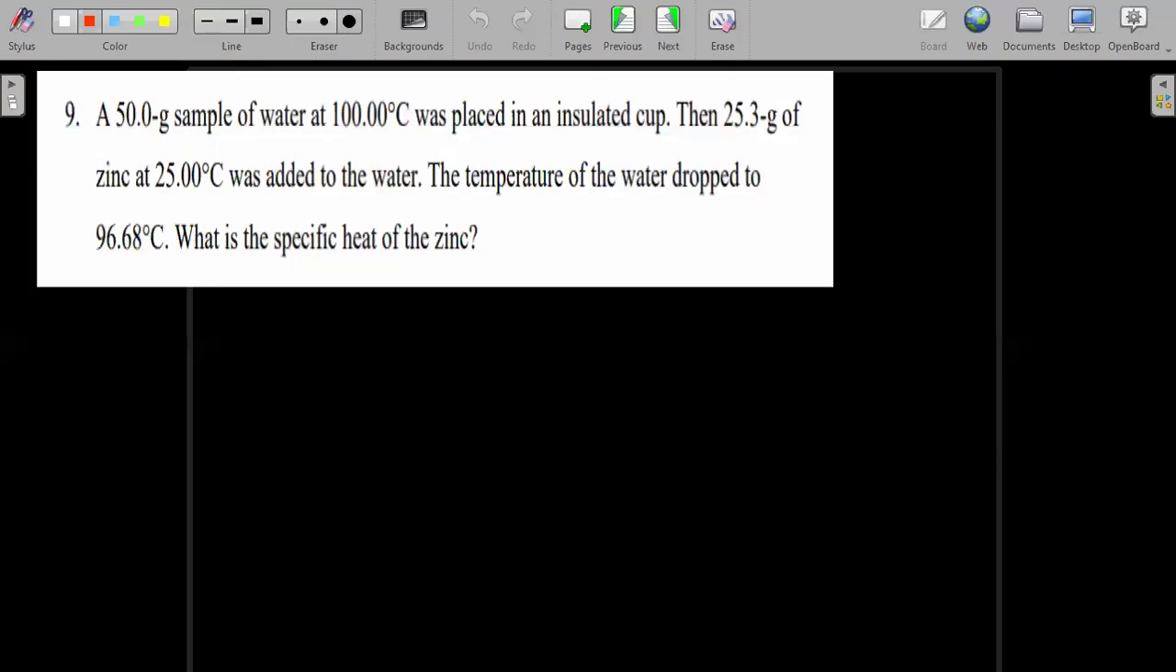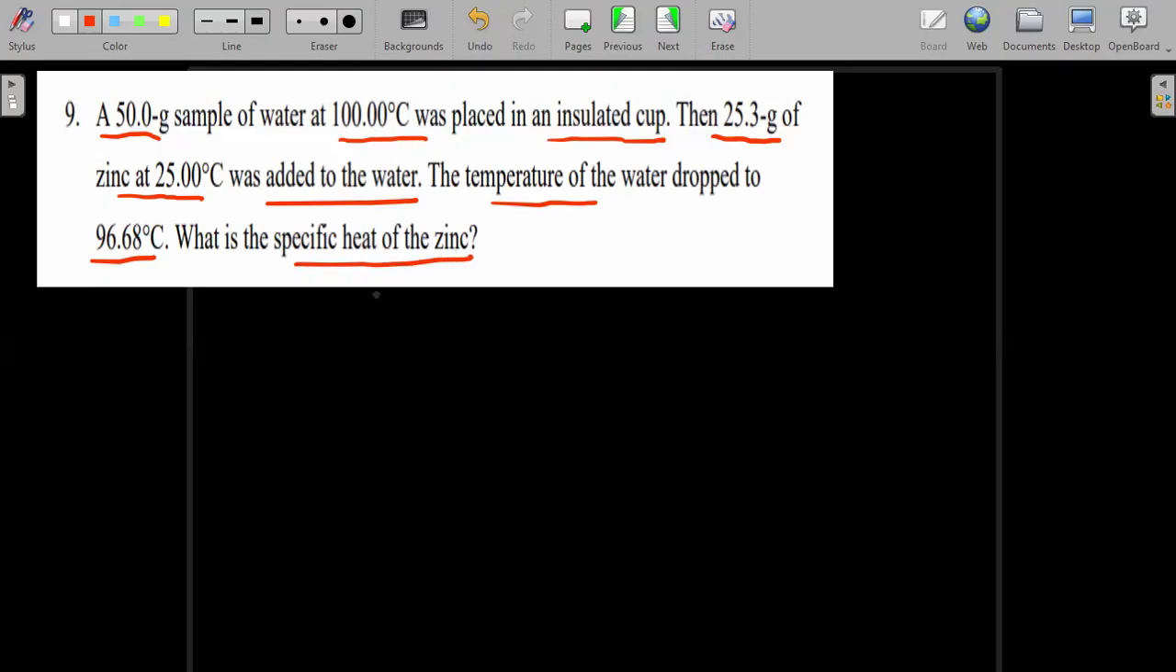Okay, let us now solve question number 9. So question number 9 reads, a 50.0 gram sample of water at 100 degrees Celsius was placed in an insulated cup, and then a 25.3 gram of zinc, which was at the temperature of 25 degrees Celsius, was added to the water. The temperature of the water dropped to 96.68 degrees Celsius. What is the specific heat of the zinc?